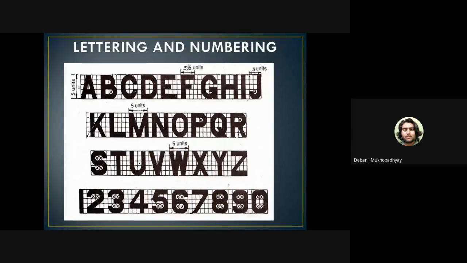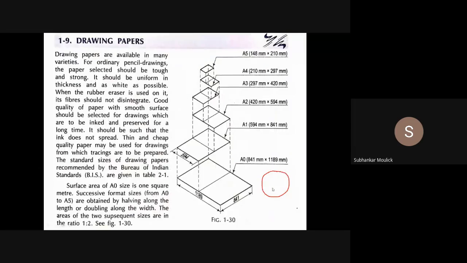Yes, sir. Fine. Again, sir, please repeat, please. Any drawing is incomplete if you don't give the heading to the drawing.